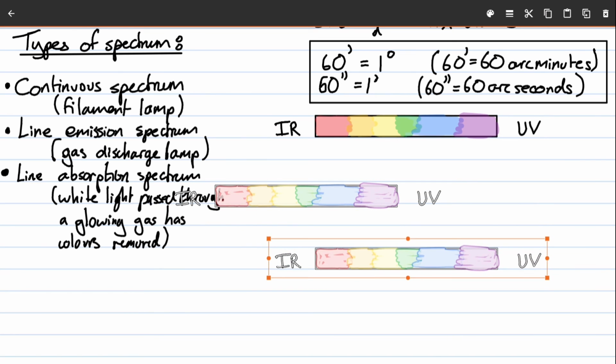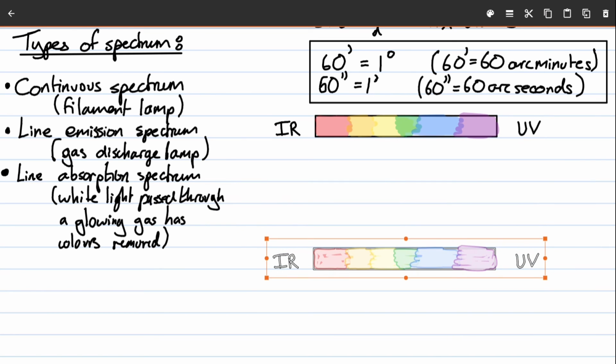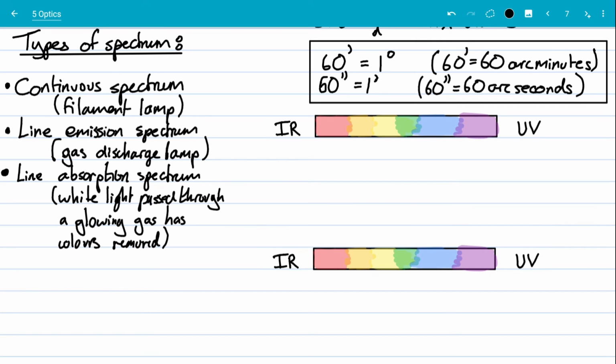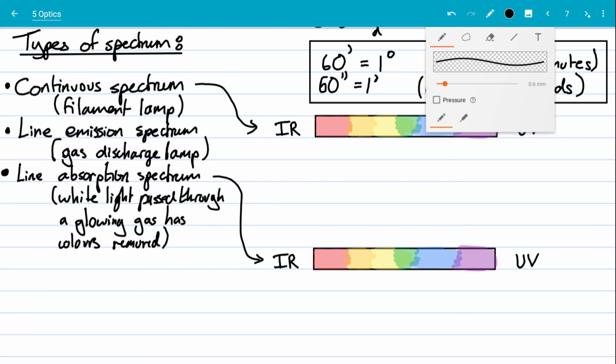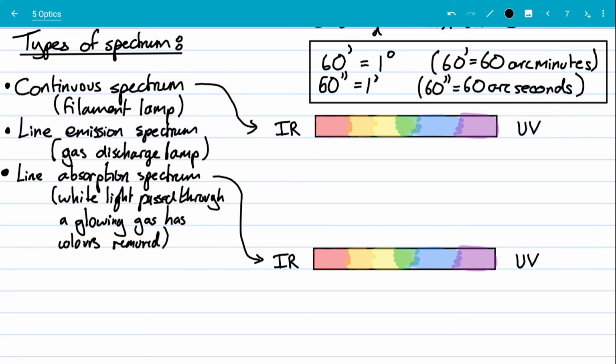There's going to be our absorption spectrum, and I'll have to draw an emission spectrum in a minute. So let's just line these up. So that is that one. This is this one. So there's going to be dark lines in amongst the spectrum corresponding to certain colours. Let's try and draw these lines so they go from the top to the bottom.